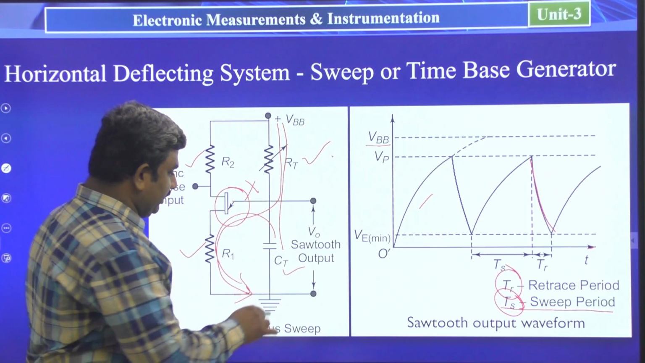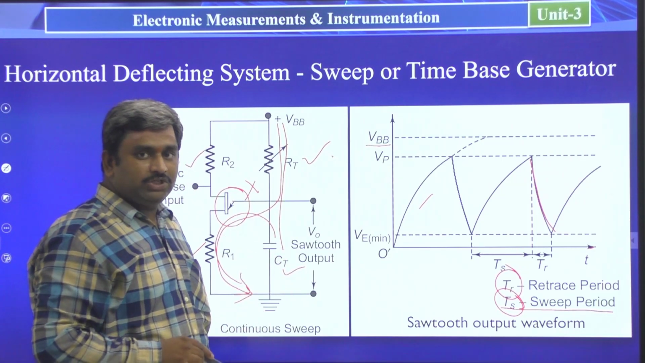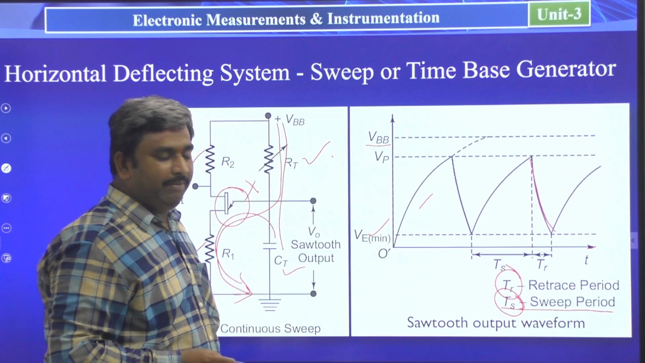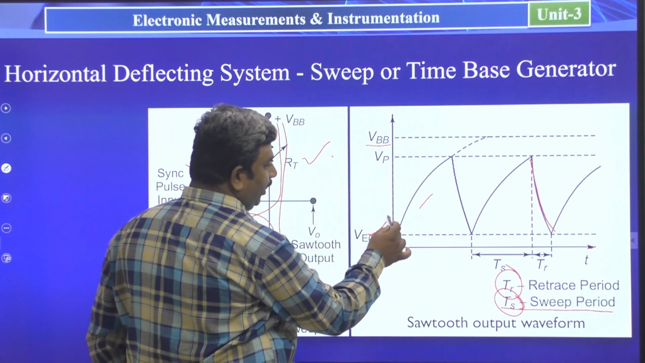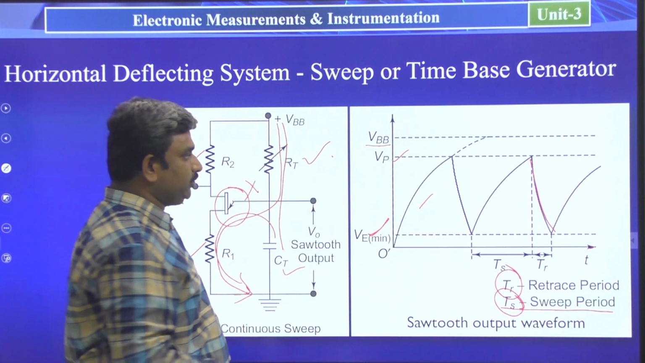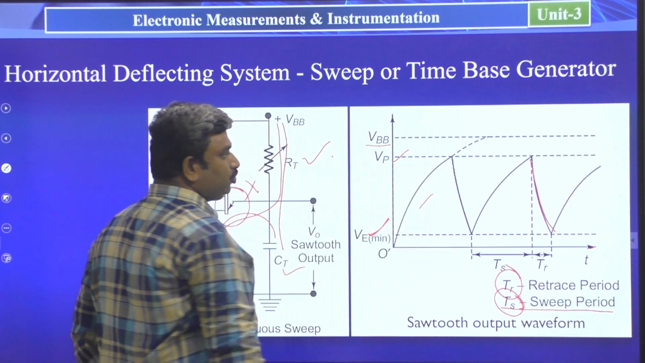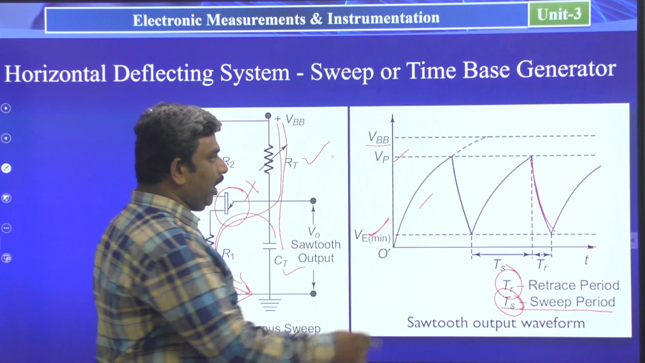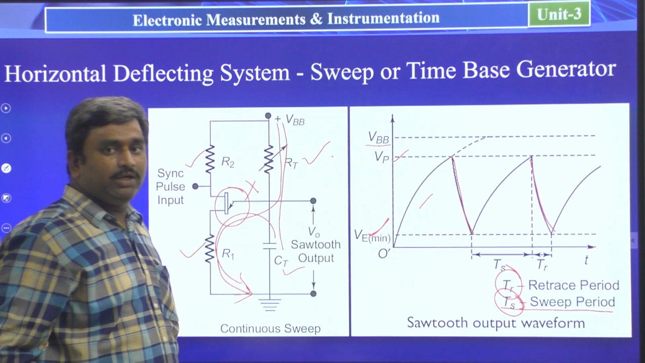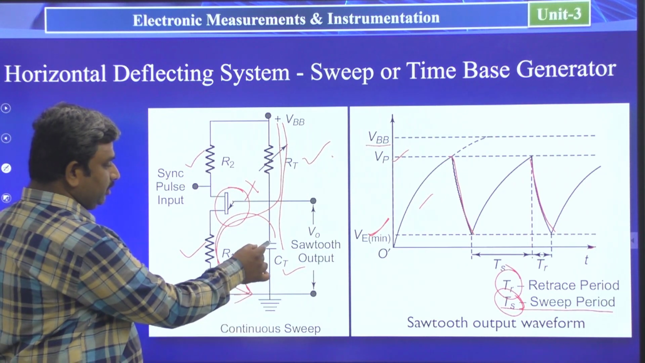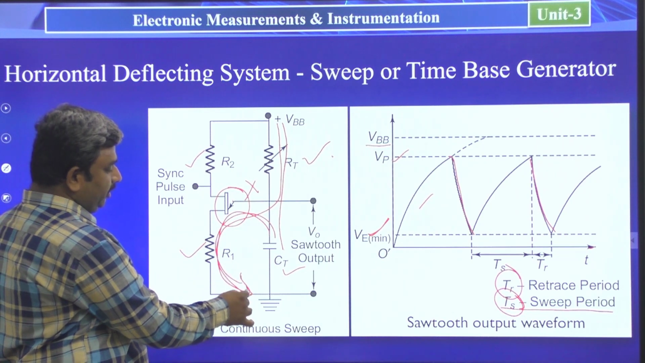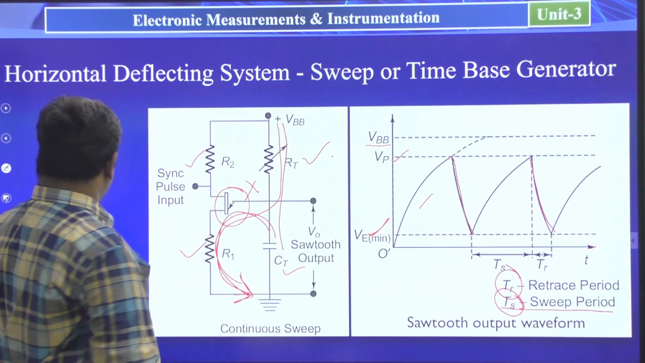The capacitor is charged from VE min, the minimum voltage at the emitter, from this point up to the peak voltage. After reaching here, the UJT turns on and the capacitor starts discharging through the R1 resistor. The total voltage available across the capacitor is discharged in the R1 direction.